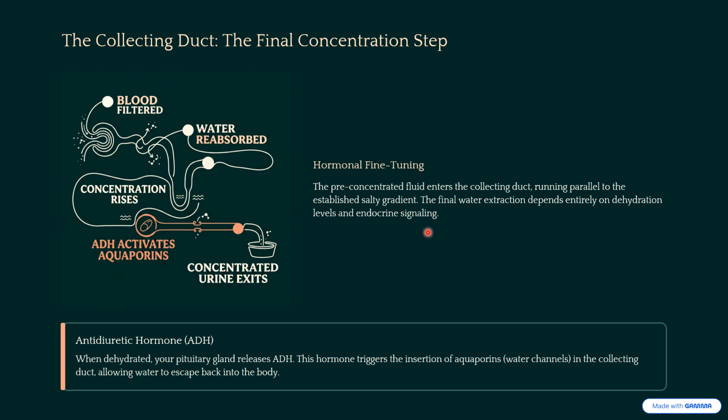Dehydration level means if there is less water in the body, it will absorb more water. If there is enough water in the body, it will excrete the water. And it happens with the help of the endocrine signaling. And now what is the endocrine hormone? That is the antidiuretic hormone, ADH.